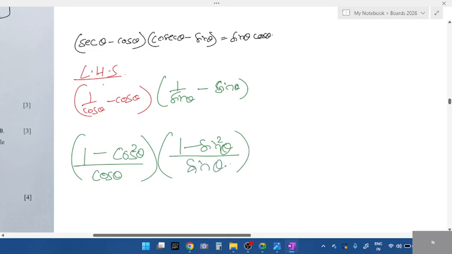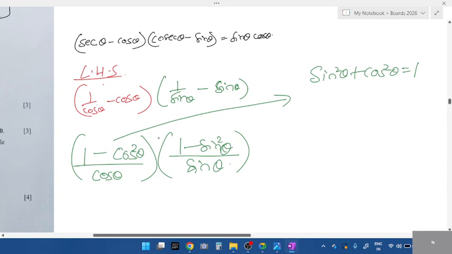Okay, next, what's the next step, students? How do we solve this? Square is given, right? Reciprocal is done. Now we have square here. How do you convert this square? When cos square theta is given, what is it? Sin square theta plus cos square theta is equal to 1.